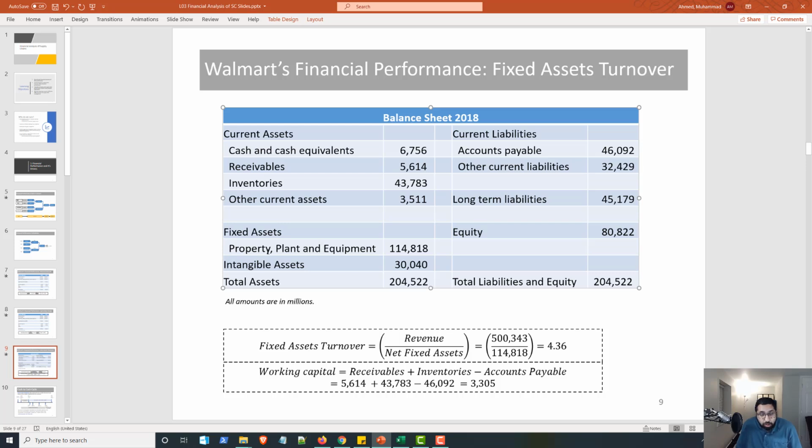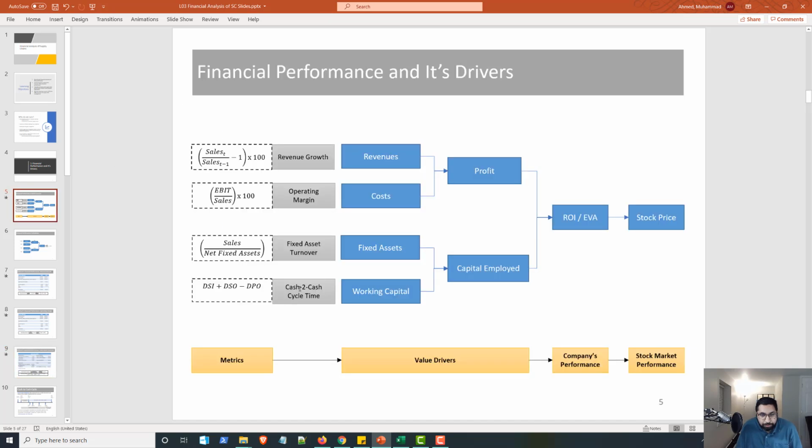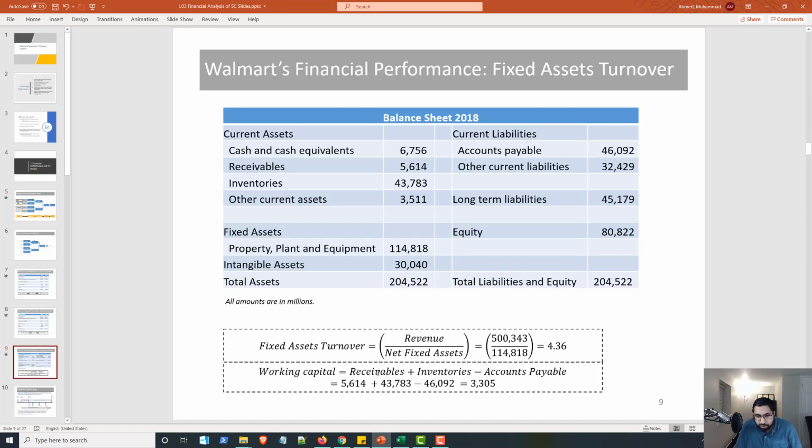Okay. Now, before that we also need to figure out the actual value of working capital, and then we will figure out the cash to cash cycle time. We need the actual value of working capital because we have to get the total capital employed, and we also need the cash to cash cycle time. So how do we figure out working capital?